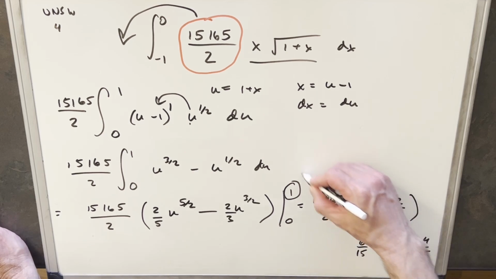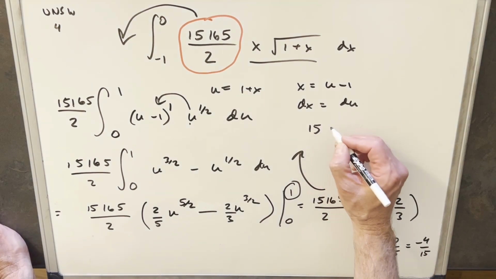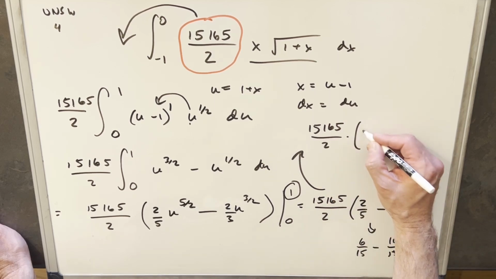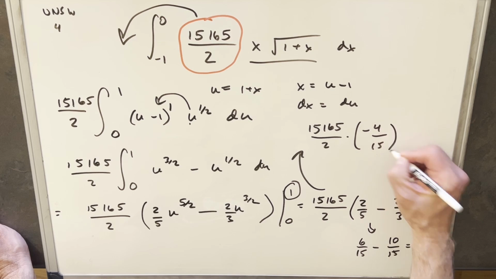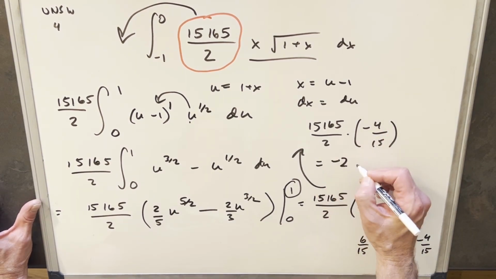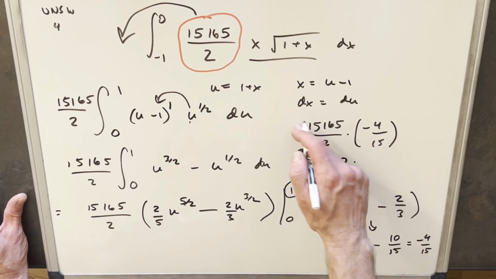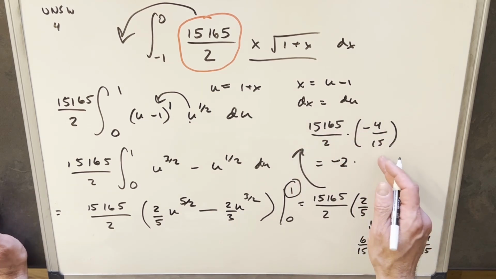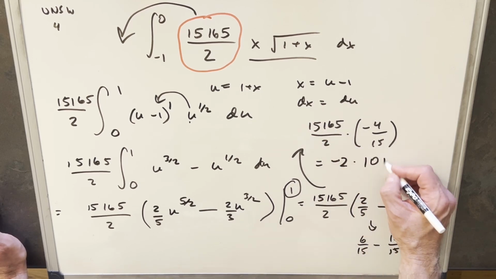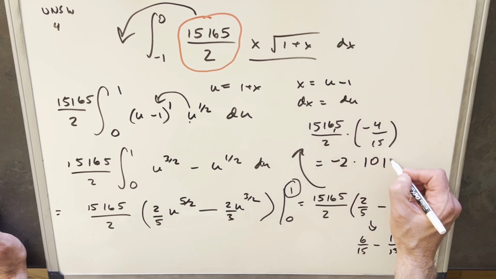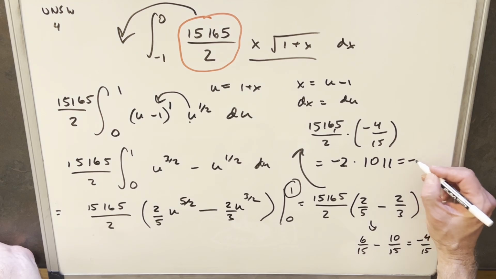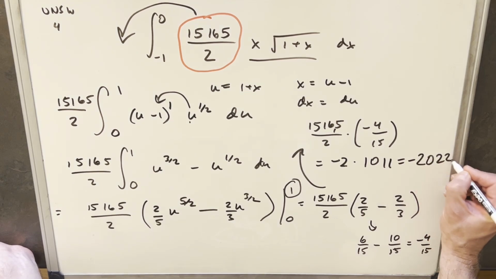So I think let's just go up here and finish this off. We need to multiply 15165 over 2 times minus 4 over 15. Now simplifying minus 4 over 2, we're going to have a minus 2. And then we can divide 15 into 15165. And that's pretty nice actually. So 15 goes in, it's going to be 1, 0, 1, 1. We have minus 2 times 1011. Multiplying it together, we get minus 2022.